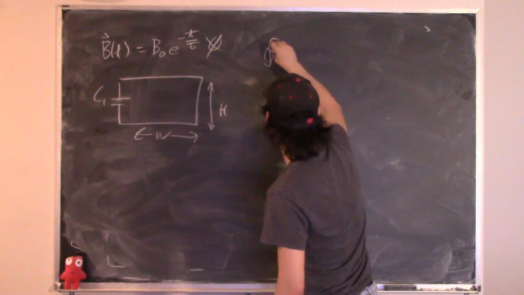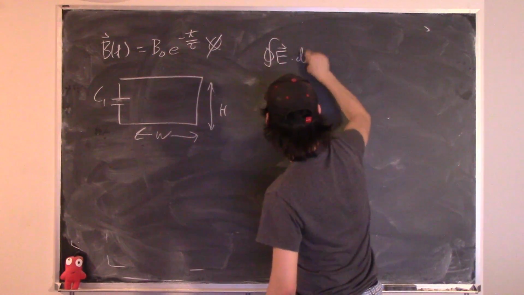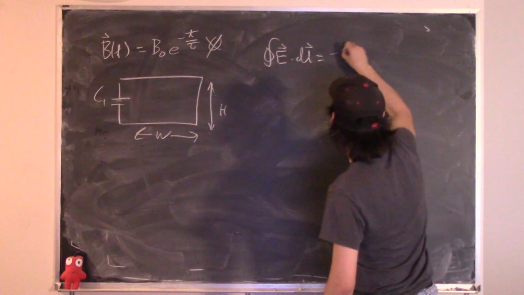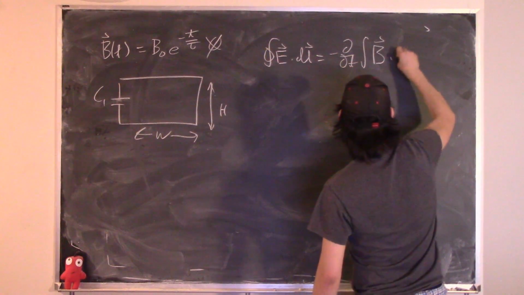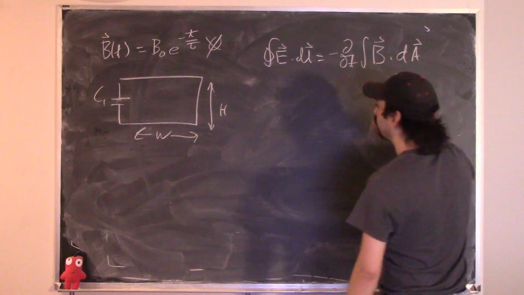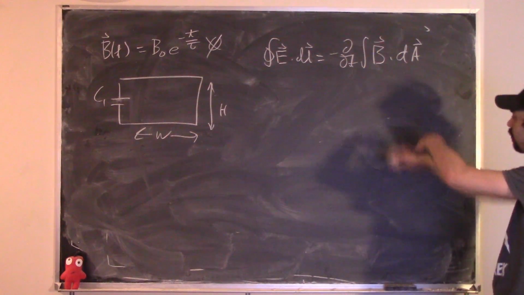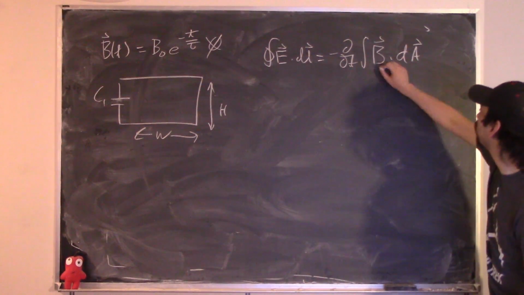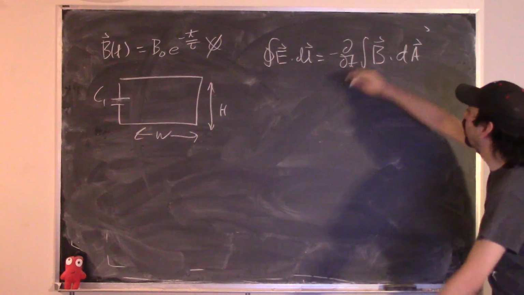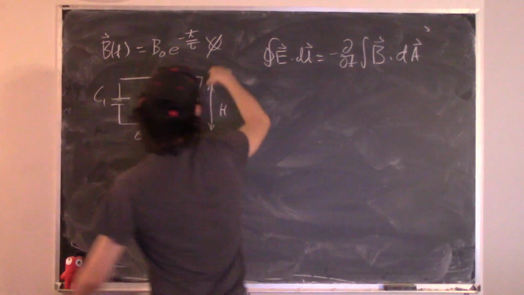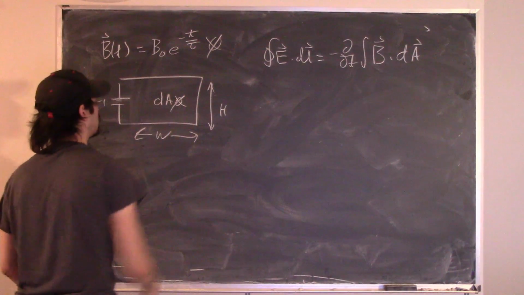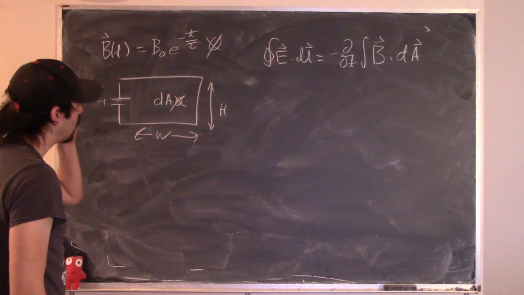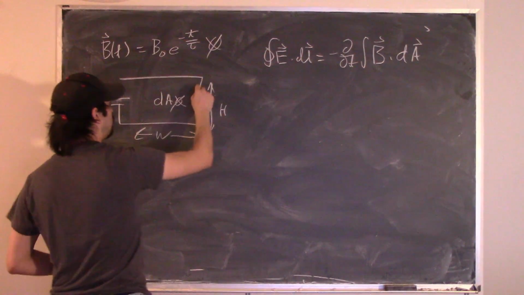So in order to do that, we'll start by writing down Faraday's law. So the integral of E dot dl is equal to the negative partial derivative with respect to time of the integral of B dot dA. Again, the way that I prefer to do this is to make this dot product positive. That means I have to choose dA going in the same direction as B. And so dA for me is going to go in like this.